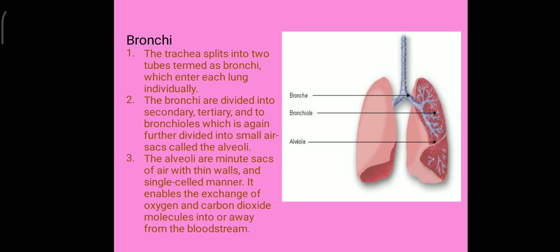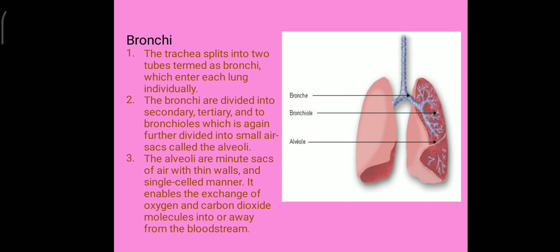The trachea splits into 2 tubes termed bronchi, which enter each lung individually. The bronchi are divided into secondary, tertiary, and also the bronchioles, which are again further divided into small air-like sacs, which are called alveoli.